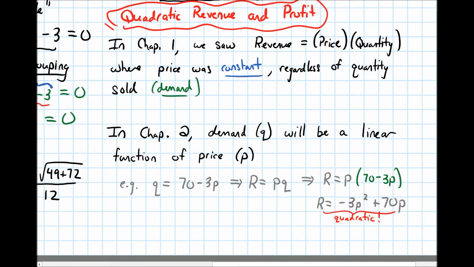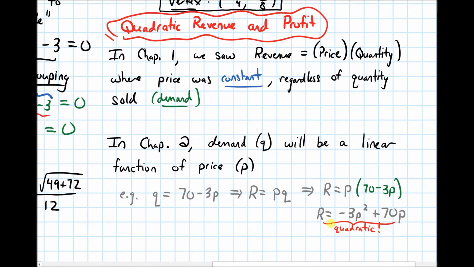So we're going to use our knowledge of quadratics to do things like find where the revenue or the profit have a max, if it's a downward facing parabola, for example, like this is. Scenarios like this, where we end up with revenue or profit being a quadratic function, are a bit more realistic than the more simplistic stuff that we saw in chapter 1, where price was constant regardless of how much of the item was sold. All right, let's look at an example.